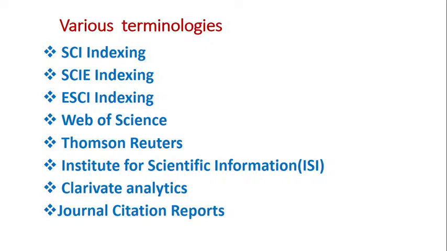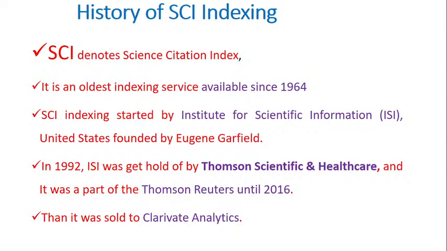Now I go to the history of SCI indexing. SCI denotes Science Citation Index. Sir, previously you said SCIE, now why are you saying SCI? I am talking about history. So look at my cursor: history of SCI indexing. SCI indexing denotes the Science Citation Index.